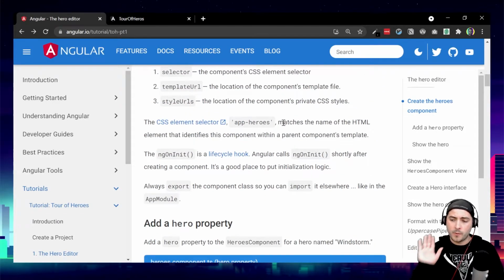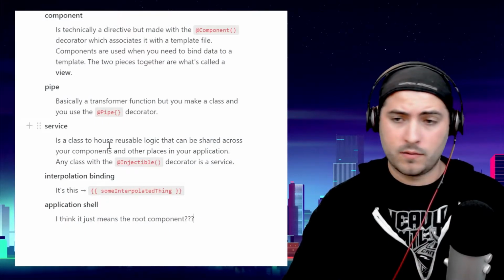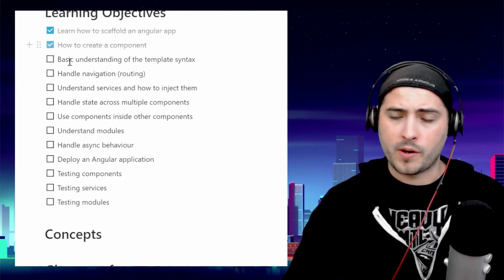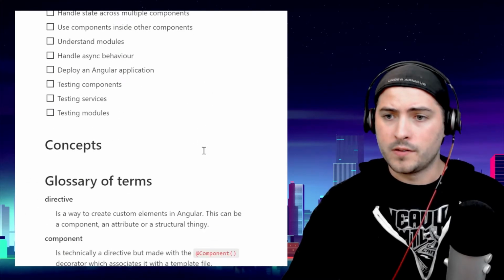Okay, I think we can probably slow down just a little bit here, because there's a couple things that are kind of coming into place. I didn't mean to go to VS Code. I want Notion. First of all, we learned how to create a component, right? So that's definitely a learning objective.